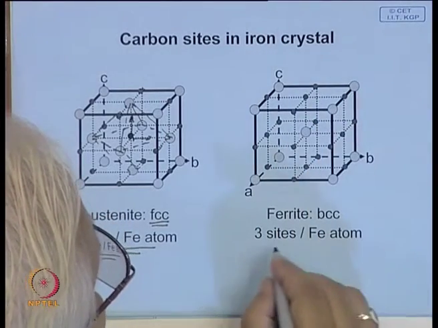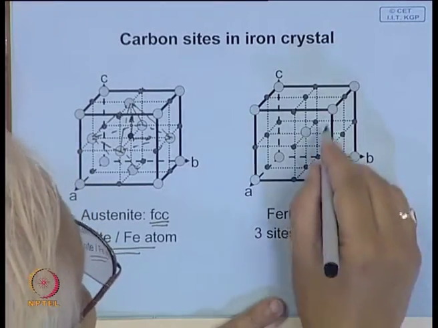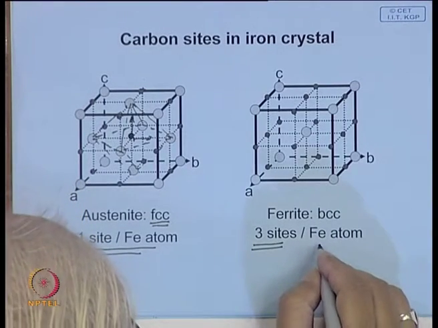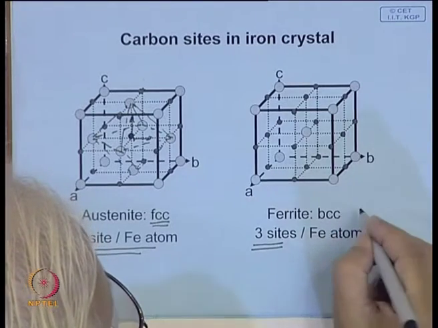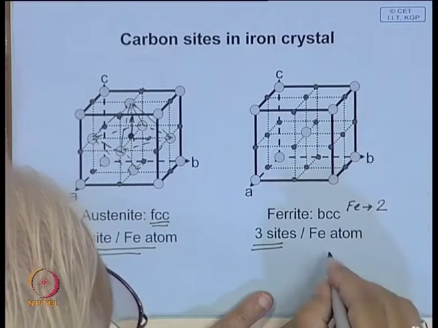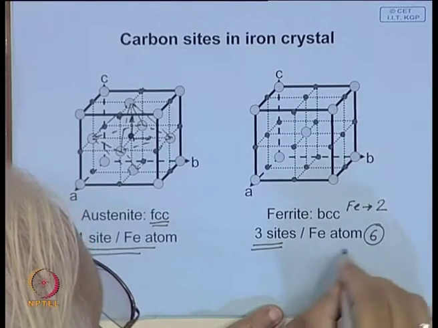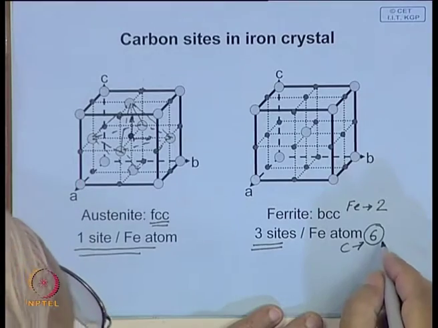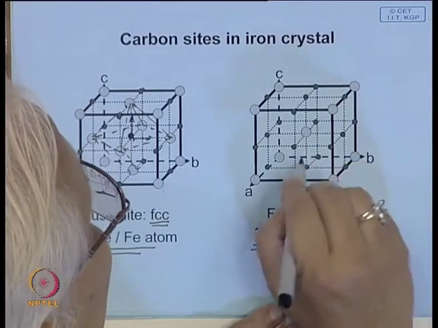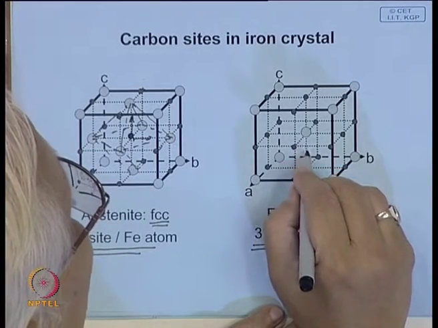and if you try to find the number of these interstitial sites in the BCC structure, you will find there are 3 sites per iron atom. That means the number of atoms per unit cell of iron, you have 2 iron atoms, whereas you can accommodate up to 6 carbon atoms. The sites are available, but the point is, if you look at this octahedron here, the best way to imagine that octahedron, here also you have a similar one, it will be exactly the same.